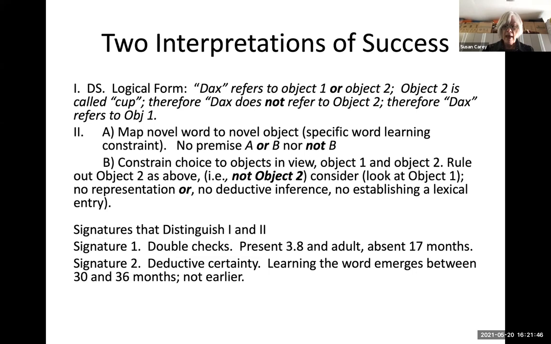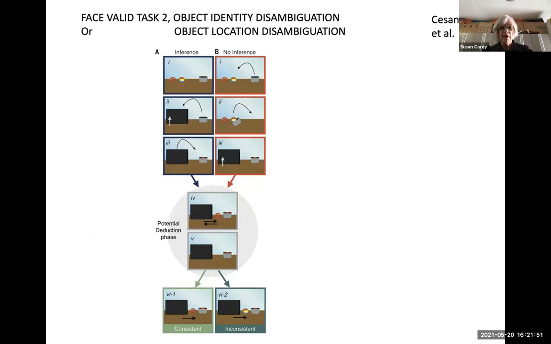Okay, second face valid task. This is one of my favorite experiments in the world. Object identity disambiguation, or object location disambiguation, depends upon what the premises are supposed to be. So this is the Sasana Arati et al. Science paper. Probably you all know this, but it's a looking time study. The child sees two objects that look identical from the top. They're covered. A cup scoops in and comes out and brings an object that is consistent with either of these objects because both of their tops are identical.